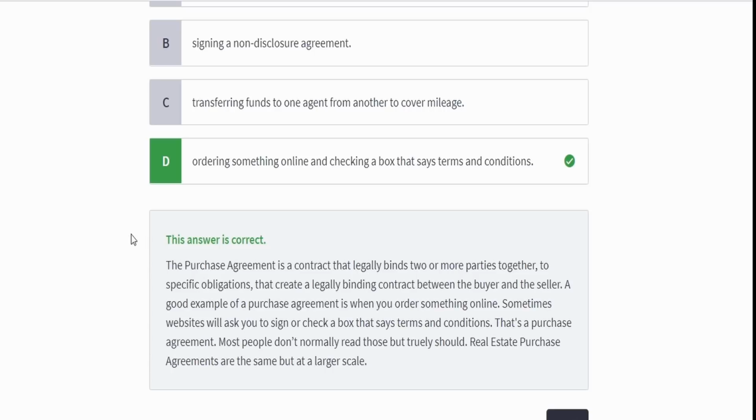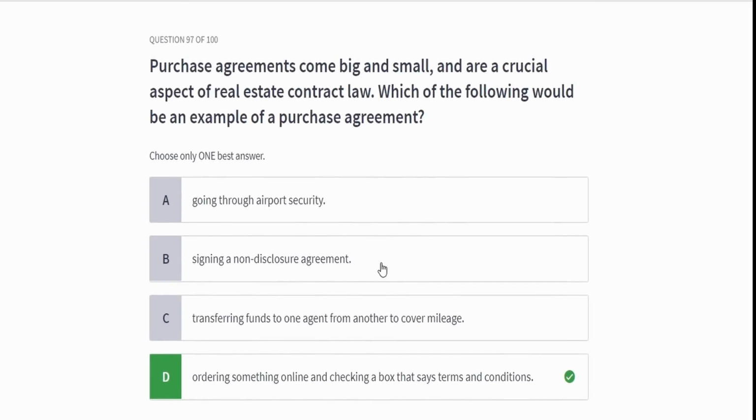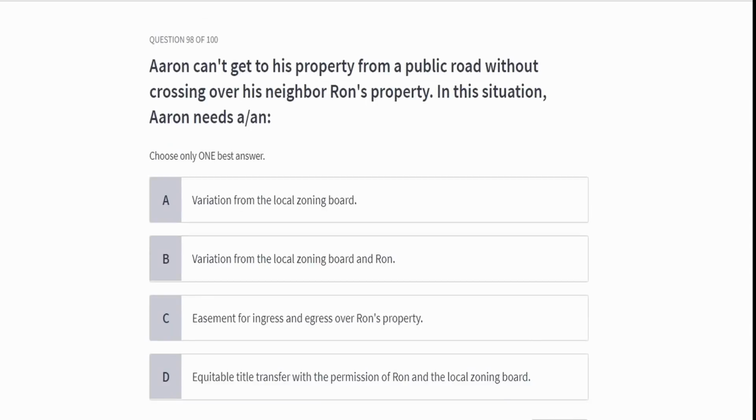Real estate purchase agreements function the same way, but obviously at a larger scale. So when we look at these other examples, you might have said, oh, well, signing a non-disclosure agreement, maybe that's a purchase agreement. No, it's not. That is just an agreement. If it's a non-disclosure, it's a different form of contract. Transferring funds from one agent to another to cover mileage, that's not a contract. It could be, but it's not a purchase agreement. They don't define that in that example. The only thing that's specifically defined is D, ordering something online, terms and conditions. That is an example of a purchase agreement. So hopefully you got that one. I know that's a little bit of a trick question, but if you didn't, now you understand why that's the correct answer.